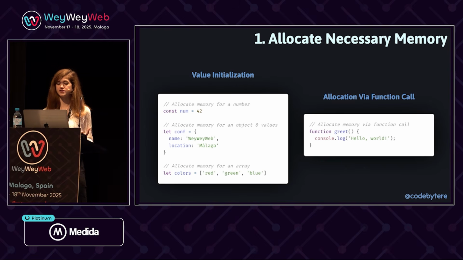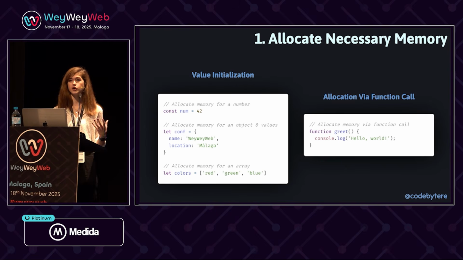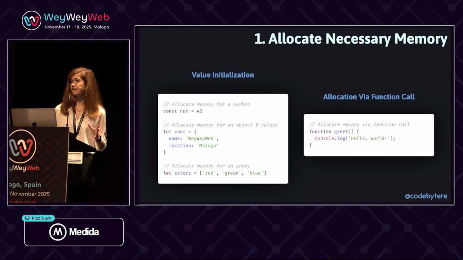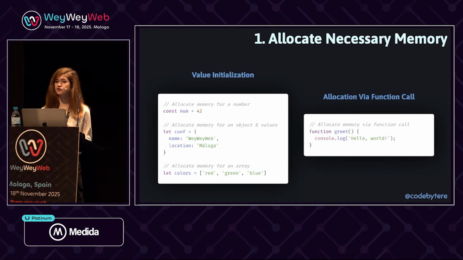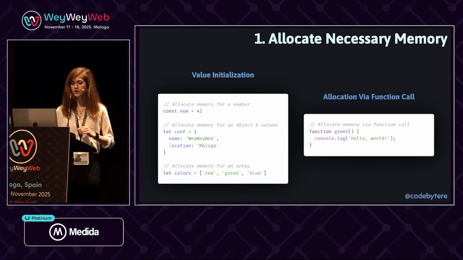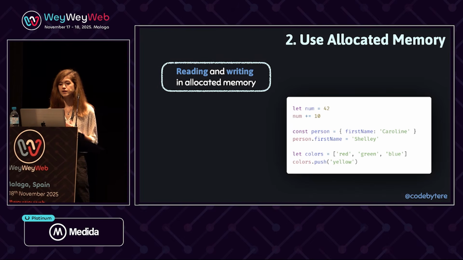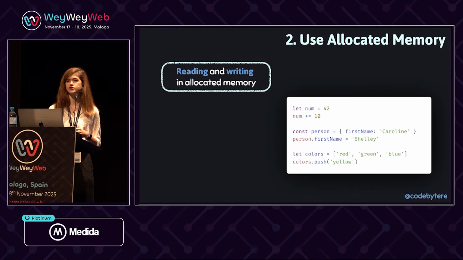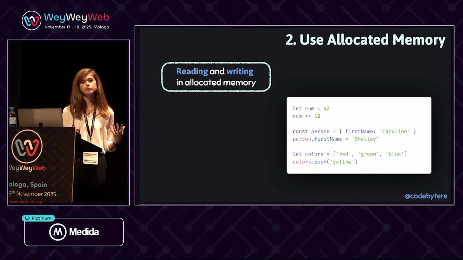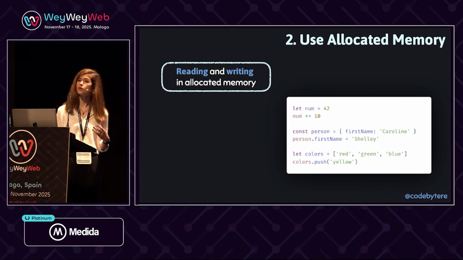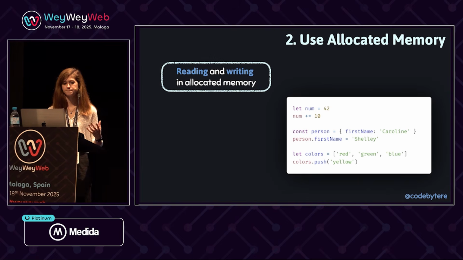So that's the allocation stage, reserving just the right amount of memory for everything your code might need. But it doesn't end there. Next, we have to actually use this memory. So once we've got our memory reserved, we're now going to need to use it. In JavaScript, utilization means working with the variables, objects, arrays, or functions we've already set up.